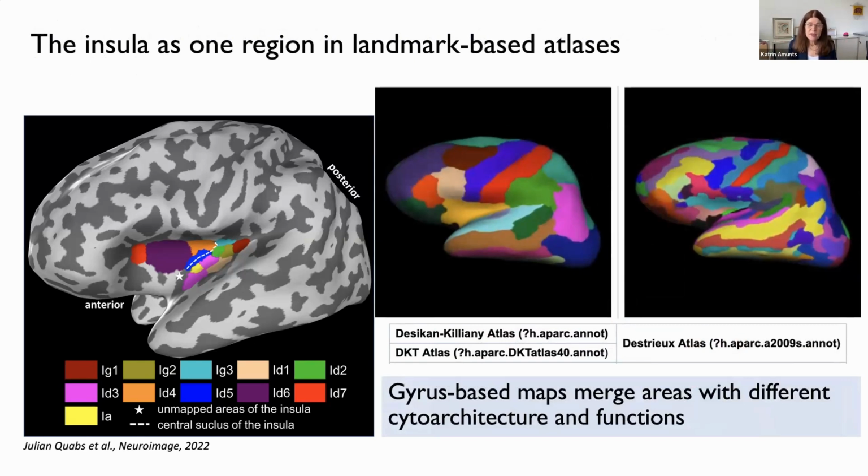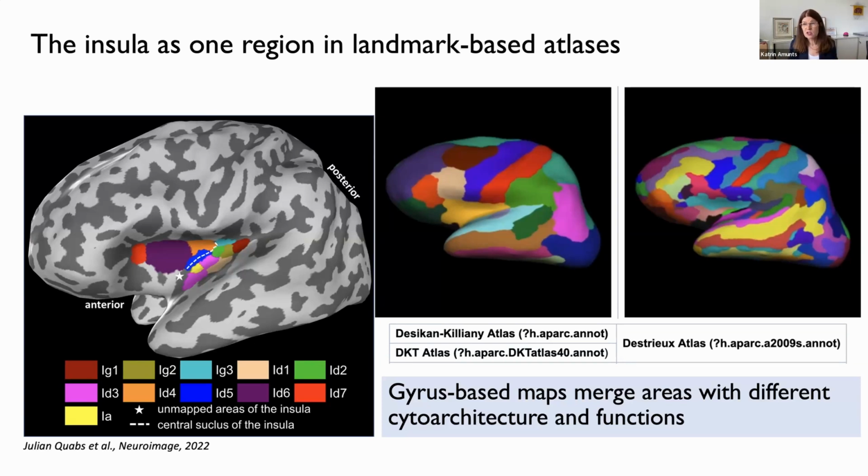And when you now have a look at modern atlases that are gyrus and sulcus based, you can see that these atlases do not show this fine-tuned parcellation. In particular, in the insula, they are rather simple in the sense that they identify the whole insular cortex. But the insula has many different functions, from somatosensory to motor to language to cognitive function.